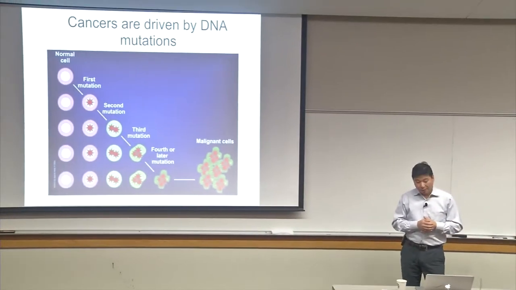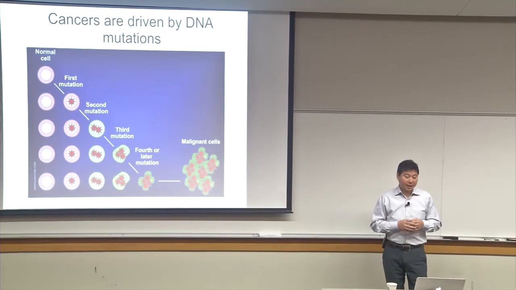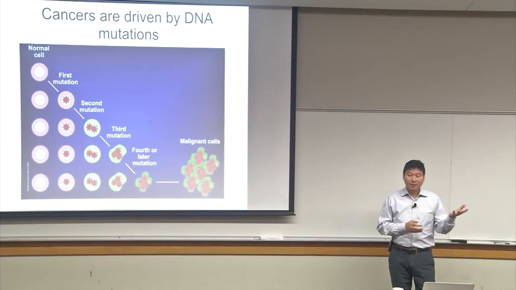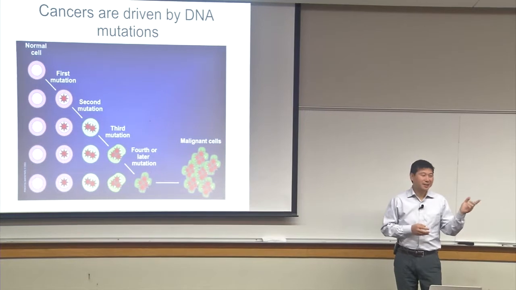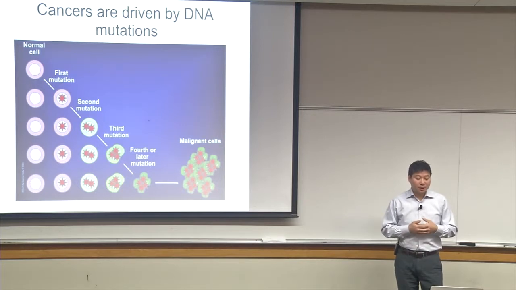Cancers are the largest category of disease. Every year there are a lot of patients, and cancers are driven by DNA mutations. Cancers are genetic diseases, right? So it means there has to be something wrong with the DNA. It is widely believed that cancer develops along this line, by accumulation of mutations.